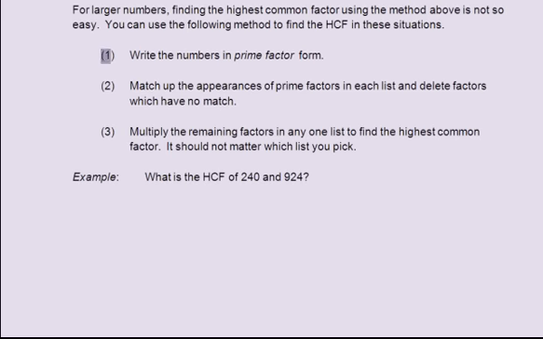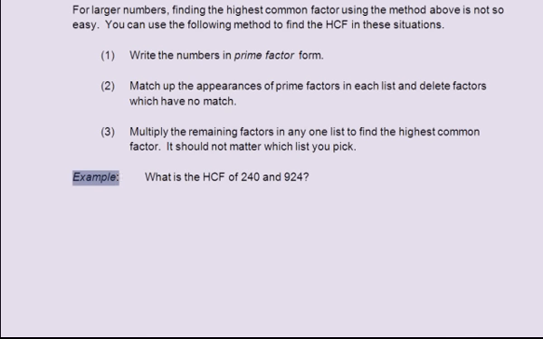Step 1. Write the numbers in prime factor form. Step 2. Match up the appearance of prime factors in each list and delete factors which have no match. Step 3. Multiply the remaining factors in any one list to find the highest common factor. It should not matter which list you pick.